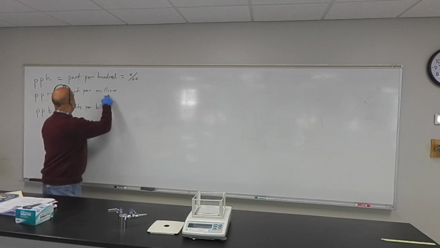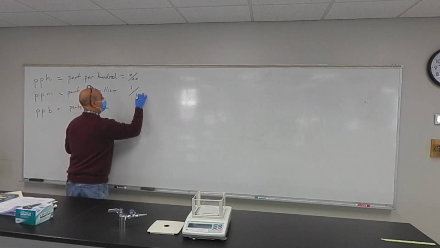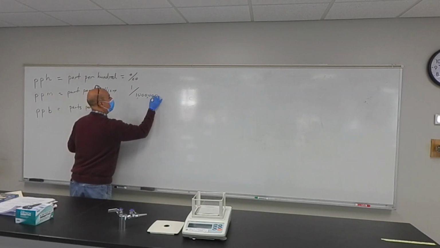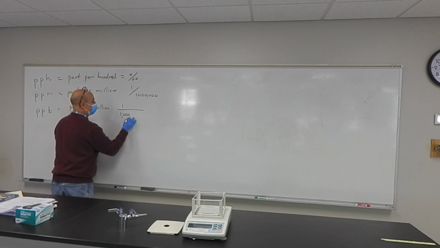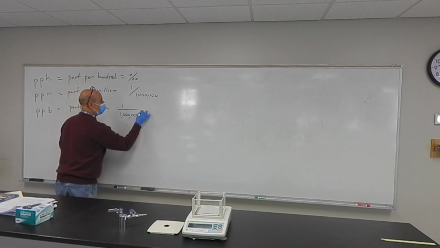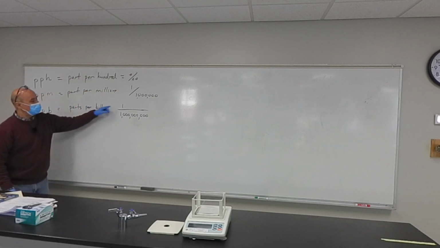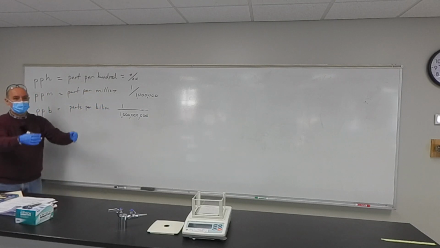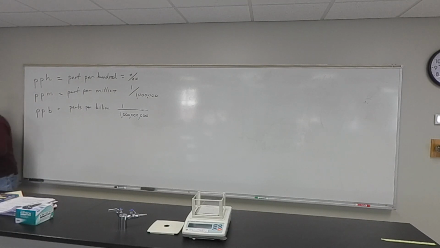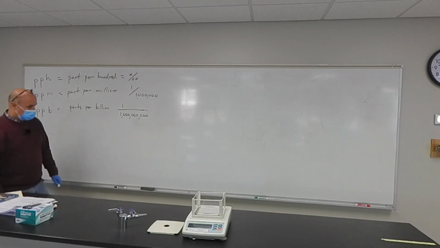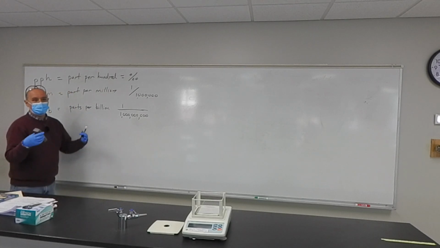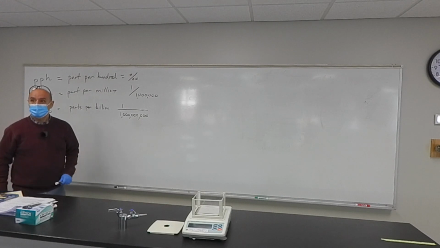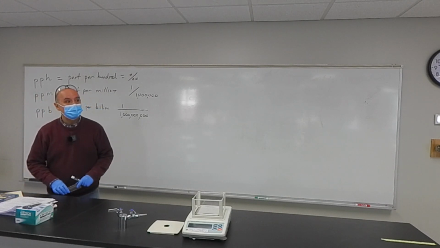Numerically, parts per million is 1 over 1 million, and parts per billion would be 1 over 1 billion. 1 billion is a 1 with 9 zeros. 1 part of something for every 1 billion parts of something else. Okay, so now we're going to handle this problem with parts per billion being just something like percentage.